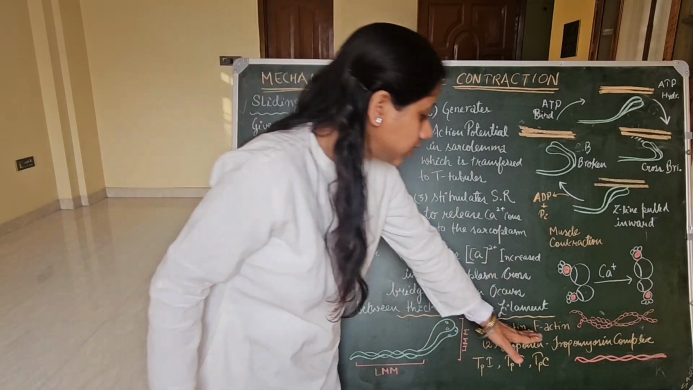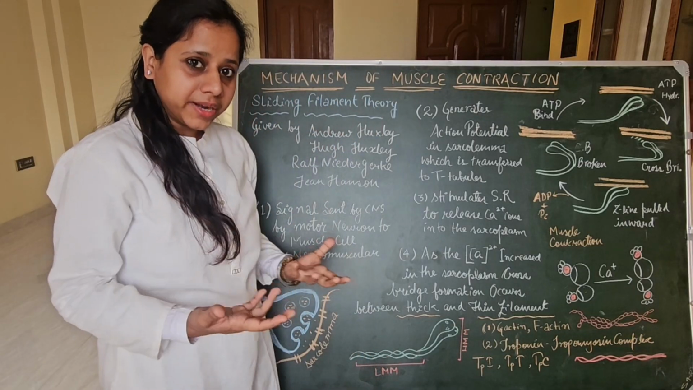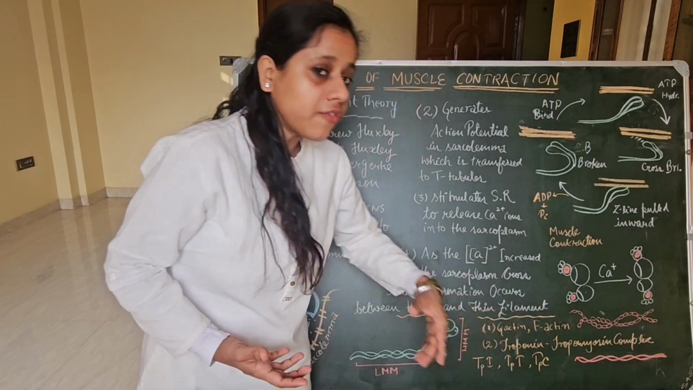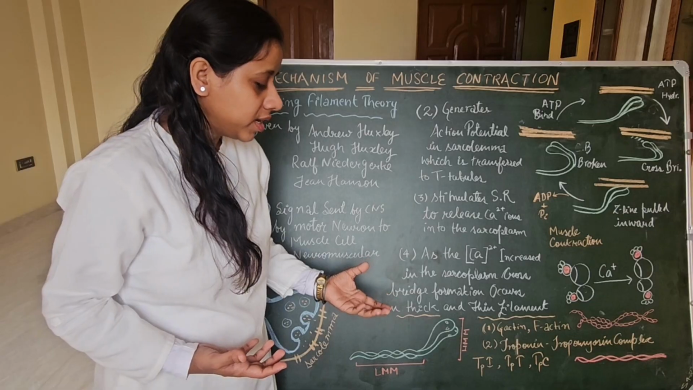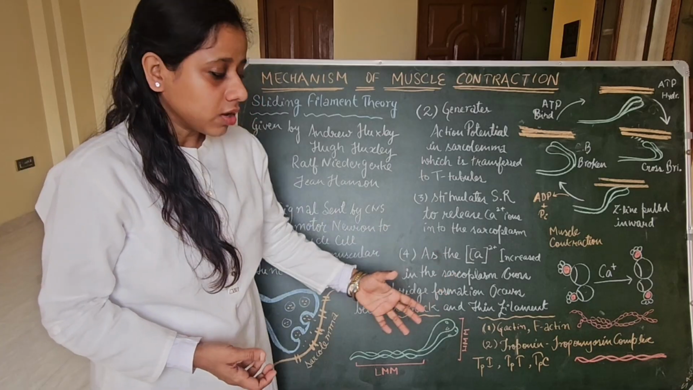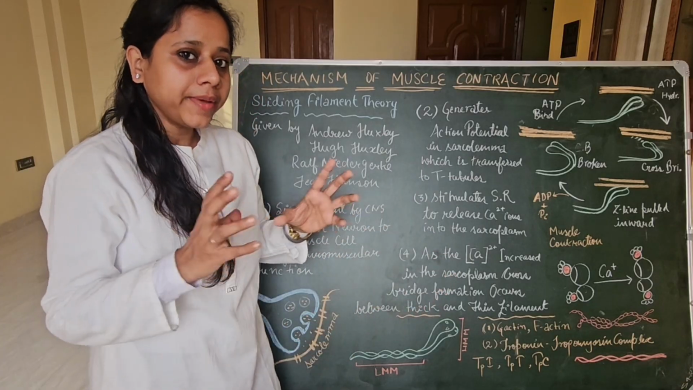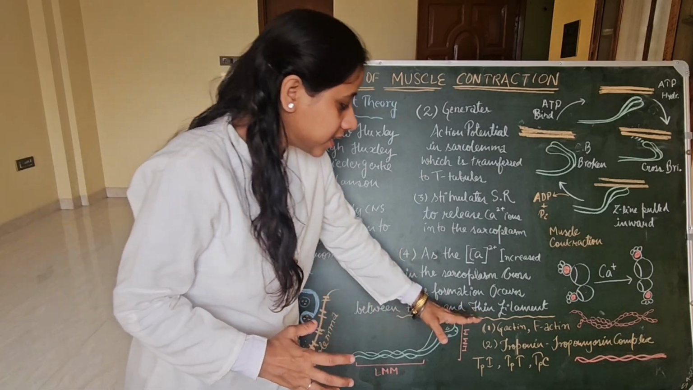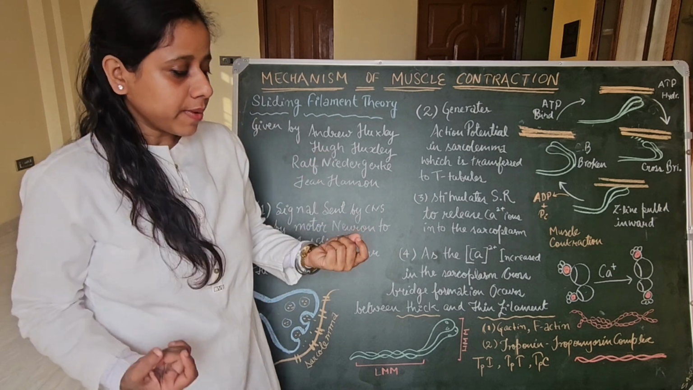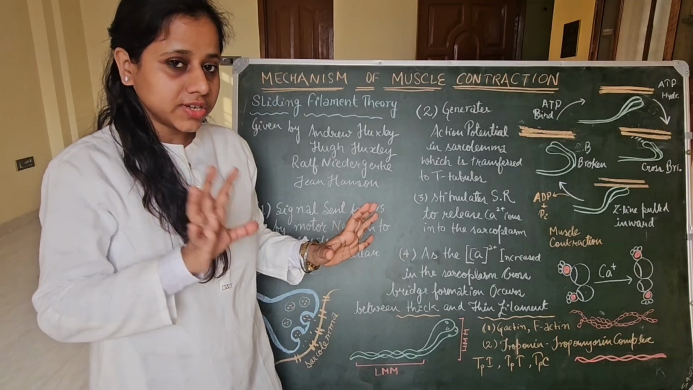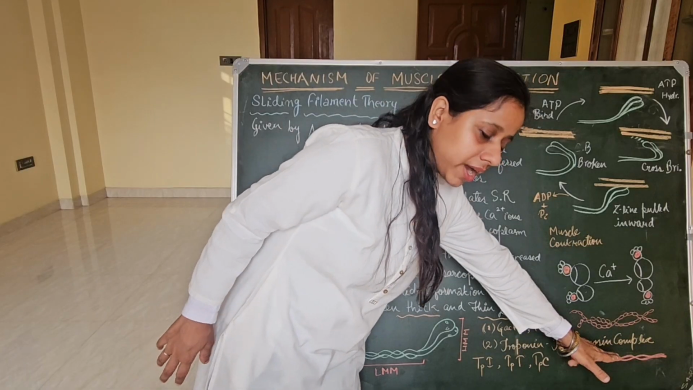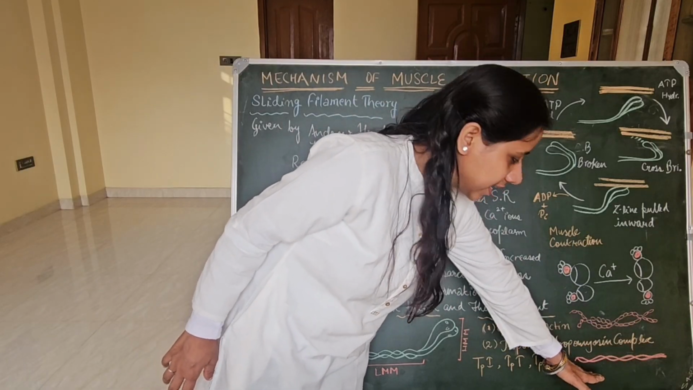Now, along this G-actin and F-actin, that is filamentous actin, runs another protein, a fibrous protein. This fibrous protein is called tropomyosin. This tropomyosin and troponin make a complex and run along the filamentous actin. This troponin-tropomyosin complex has two parts: first is troponin and the second is tropomyosin. Tropomyosin is the fibrous part and it also runs in this way.